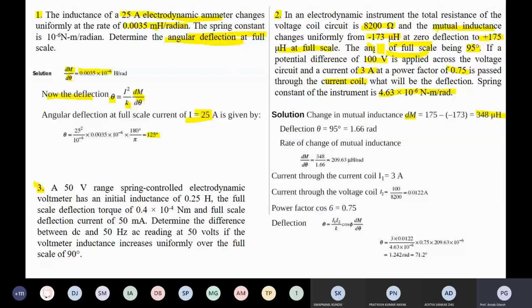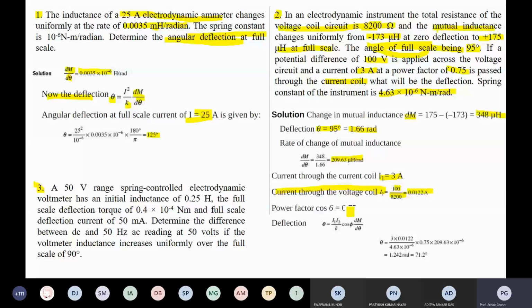It is coming 209.60 microhenry per radian. The current through the coil I1 is 3 ampere, it is given. The current through the voltage coil I2 is also given. If you have the voltage 100 volt and the voltage coil circuit resistance 8200 ohm, so it is coming 100 by 8200 ohm, so it is coming 0.0122 ampere. So power factor cos theta equal to 0.75. Okay. So you can say like that.